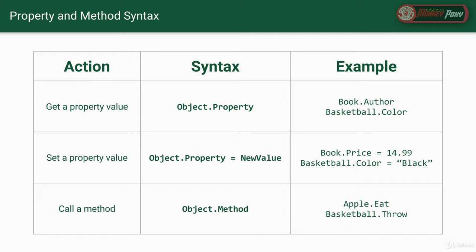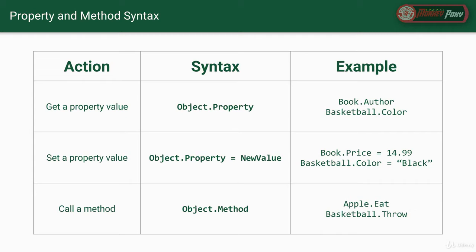Finally, we have a syntax for calling or invoking a method on an object. And when I say call a method, I just mean to run it, to execute it, to tell the object, hey, you have this functionality, you have this ability, I want you to do it, okay? The syntax is exactly the same as it is to get a property value. It's going to be the object followed by a dot, followed by the method on the object that we want to execute or call.